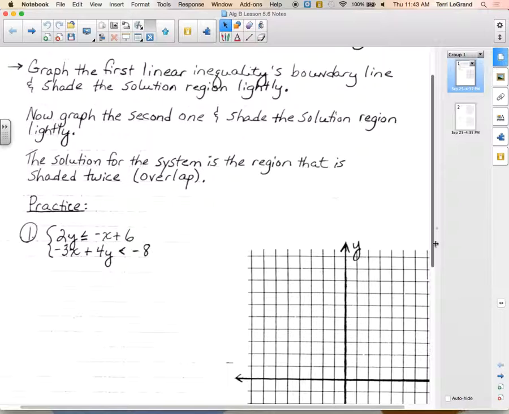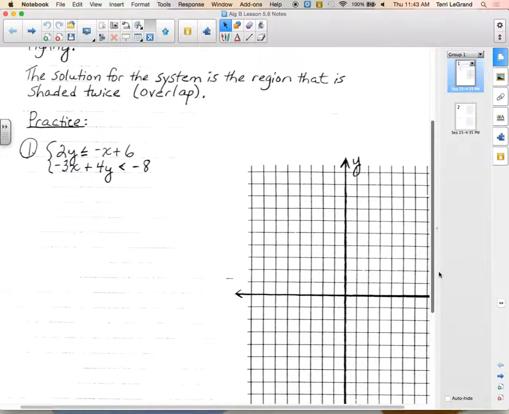lightly. And here's what should most of the time be happening. There are going to be some places where you have already shaded and you're going to be shading again. There's going to be some overlap. So the solution for our system becomes that region that is shaded twice, that overlap region. Okay? So we're not learning anything new other than where the actual solution region is. It isn't going to be just anything that's shaded today. It's going to be where those shaded regions overlap.